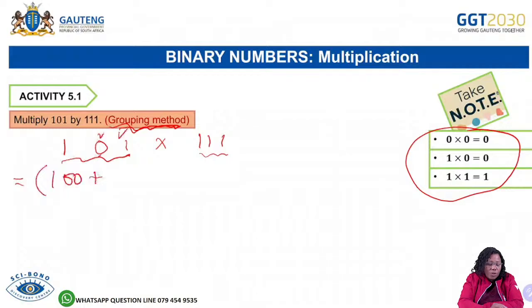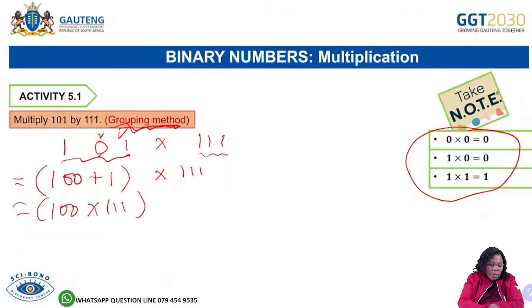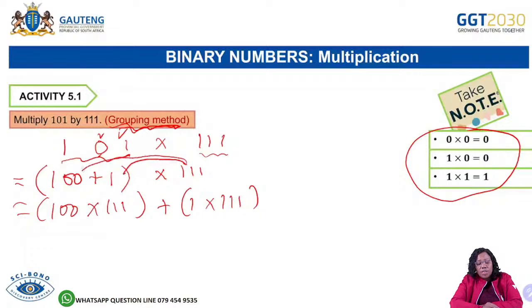Plus, we ignore the 0, 1 because it will need us to write 0, 0. And then we consider only the last one, which is plus 1. And then we are multiplying this with the 111 there. So we are taking the first number there, that is 100, multiplied by 111, plus the 1, multiplied by 111. We are simply multiplying this 111 into each term there.